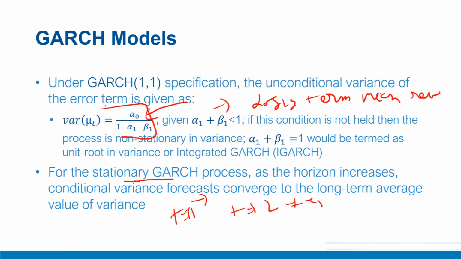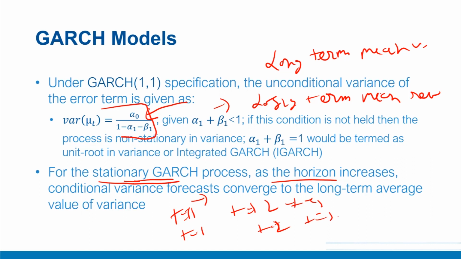So what we obtain here is a very useful property, what we call long-term mean reversion. What it means is that if the GARCH process is stationary, as the horizon increases and you keep on forecasting for t equal to 1, t equal to 2, t equal to 3 and so on, the impact of historical information that was available at t equal to 0 dies, and what you are left with is a sort of unconditional forecast which converges to its long-term unconditional value, which is provided here. This is a very useful property of the GARCH-11 specification.